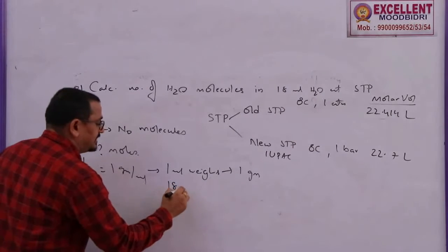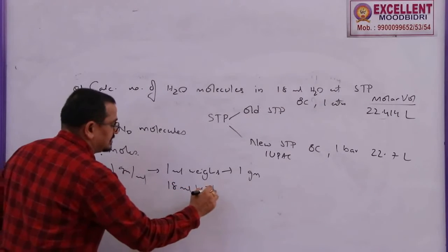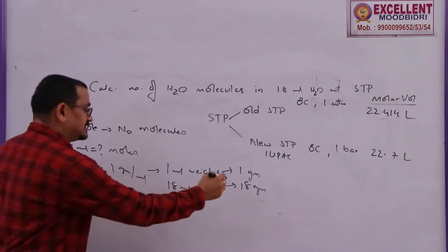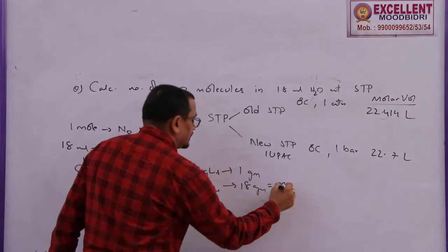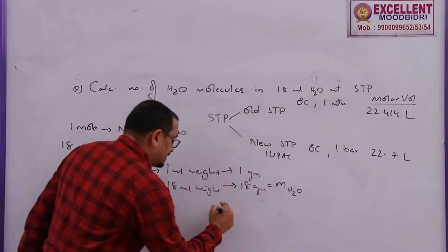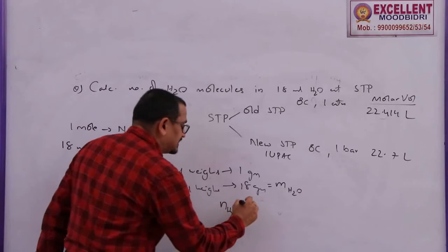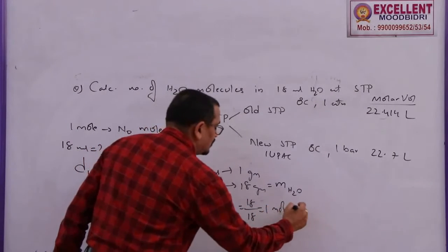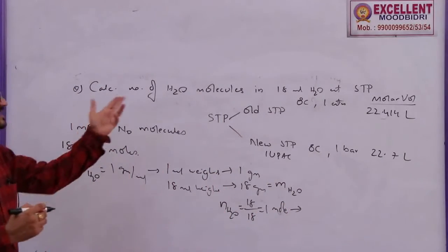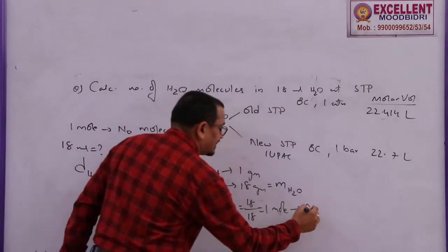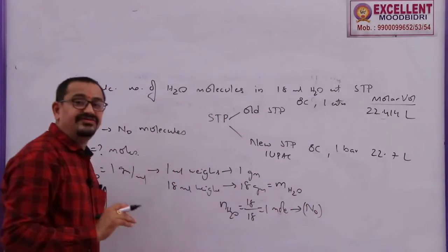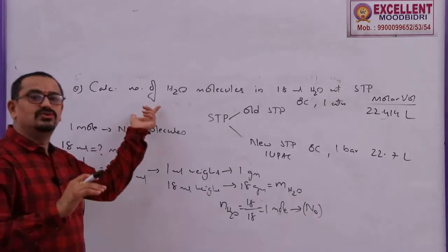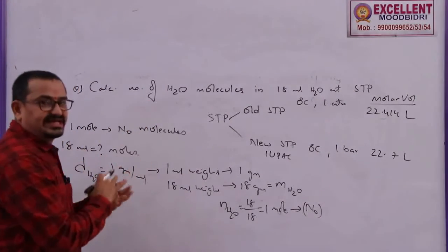Then 18 ml weighs how many grams? 18 ml weighs 18 grams. So this is the mass of water. Then the number of moles of water can be calculated as mass over molar mass, 18 over 18. It is 1 mole. 1 mole at STP contains how many molecules? Avogadro number of molecules. So this will be the answer. So while solving the question, we have to remember and apply so many cases, right?